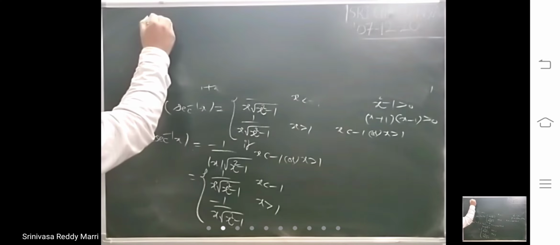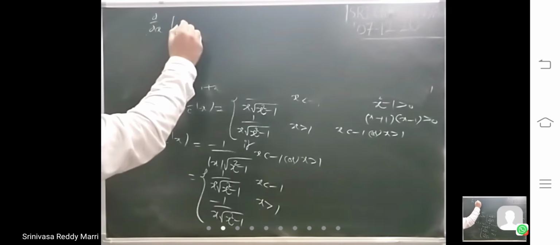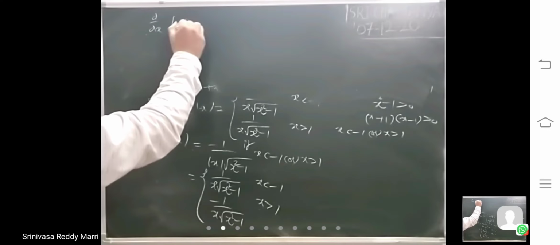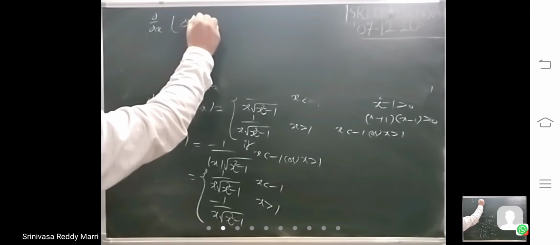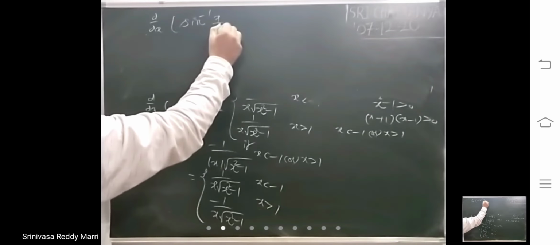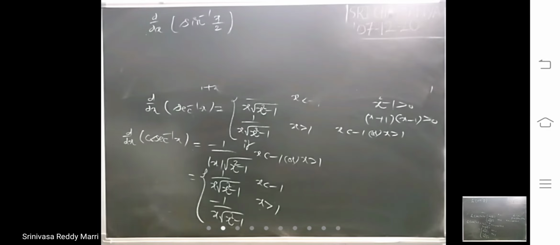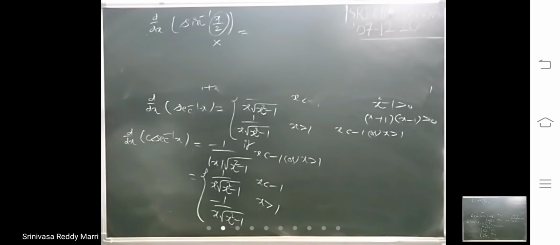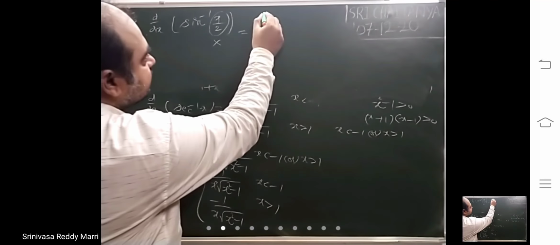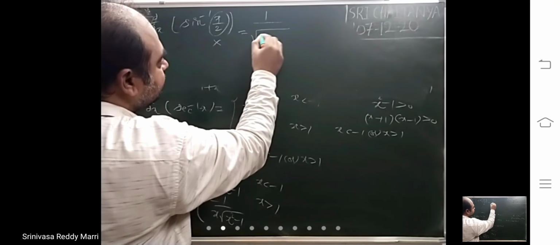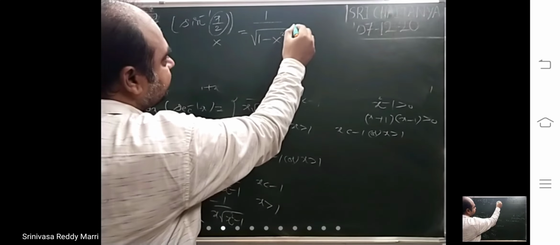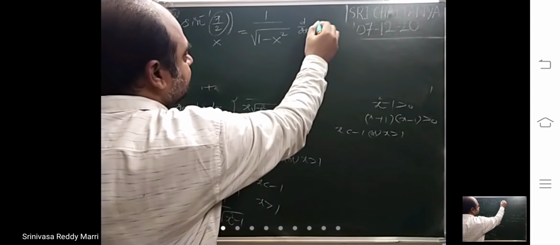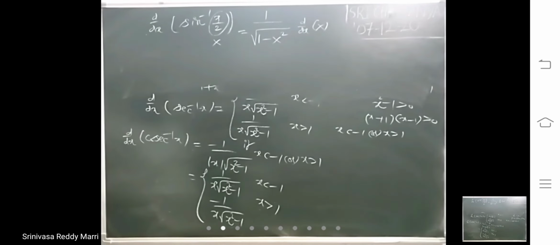Suppose you have to calculate d by dx of sine inverse x by 2. Now what is the first rule? Sine inverse. Now I am taking this as capital X. Sine inverse capital X. So what is the formula? 1 by root of 1 minus capital X whole square into d by dx of capital X.